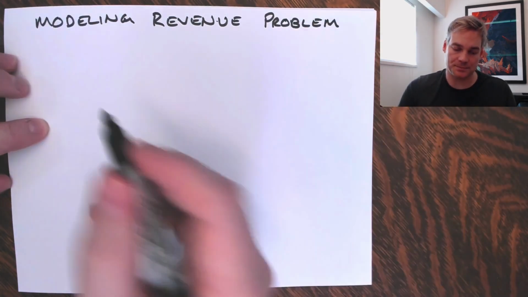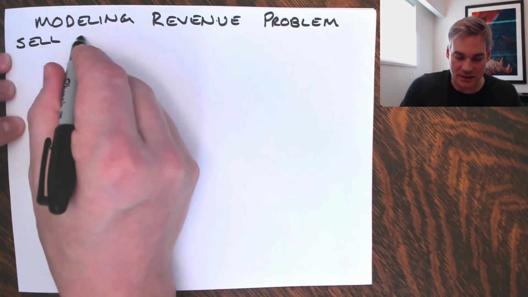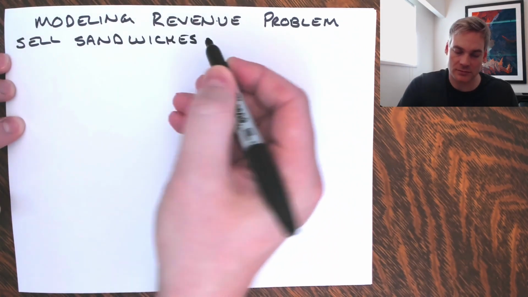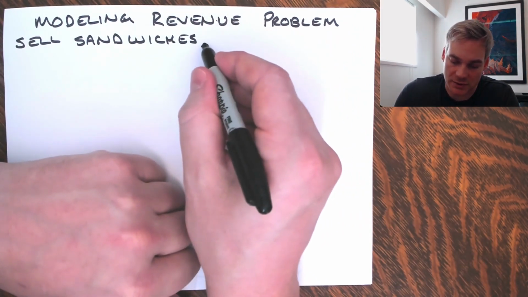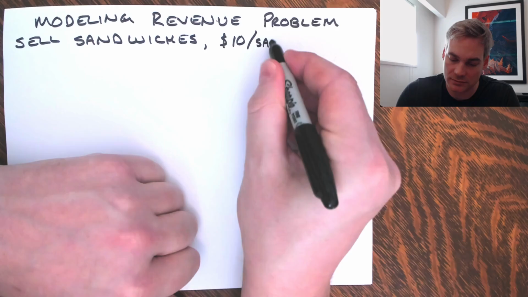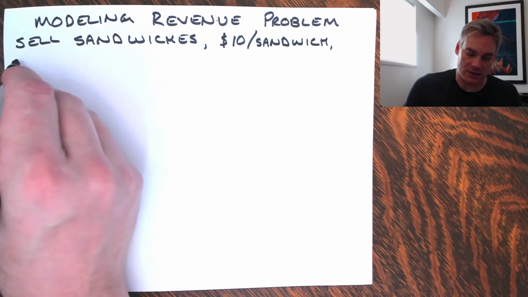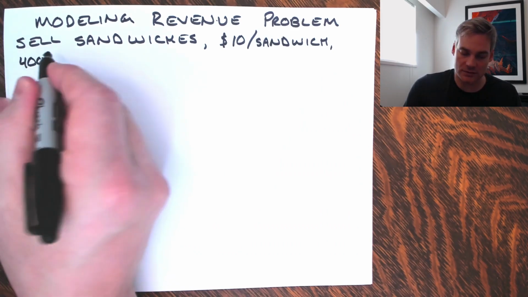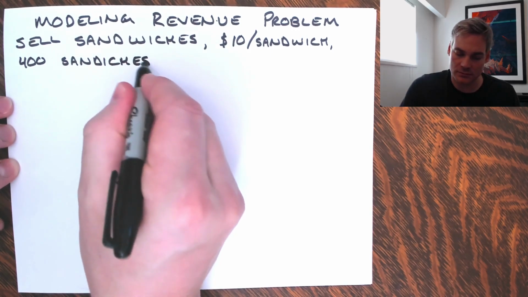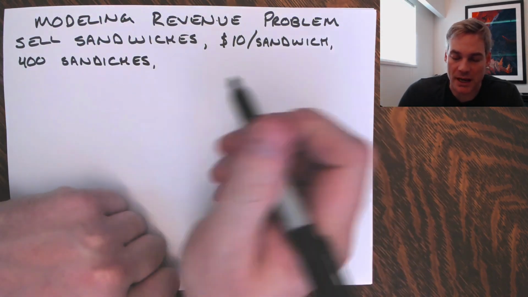with a quadratic. So we are going to sell sandwiches, and let's say we sell them for $10 per sandwich. Last year we sold 400 sandwiches, and we want to change the price. We kind of want to maximize our revenue.